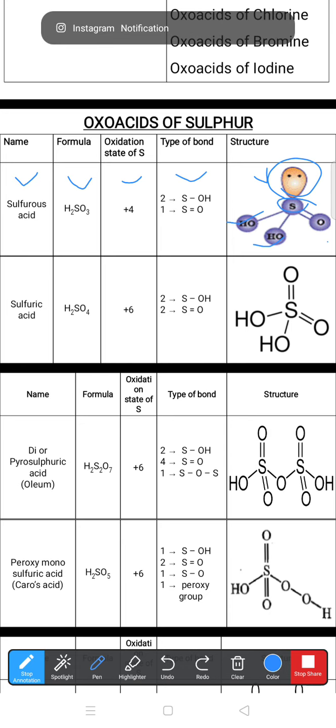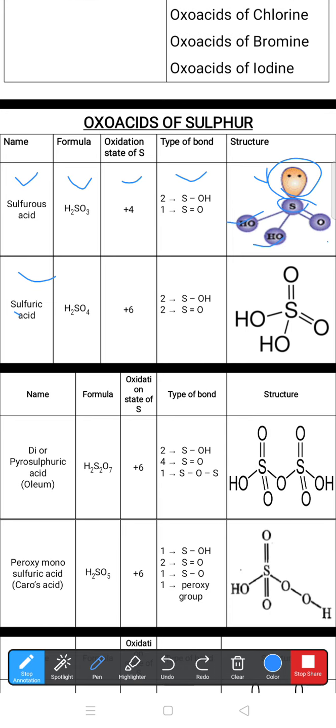Then sulfuric acid, H2SO4. In that, sulfur has the +6 oxidation state. Two bonds are between sulfur and OH, and two bonds are between sulfur and double bonded oxygen. So between sulfur and OH, this is the first bond, this is the second bond. So these two bonds. Later, between sulfur and double bonded oxygen, there are two bonds. This one is the first bond and this is the second bond. So in this way, two bonds of sulfur and double bonded oxygen.